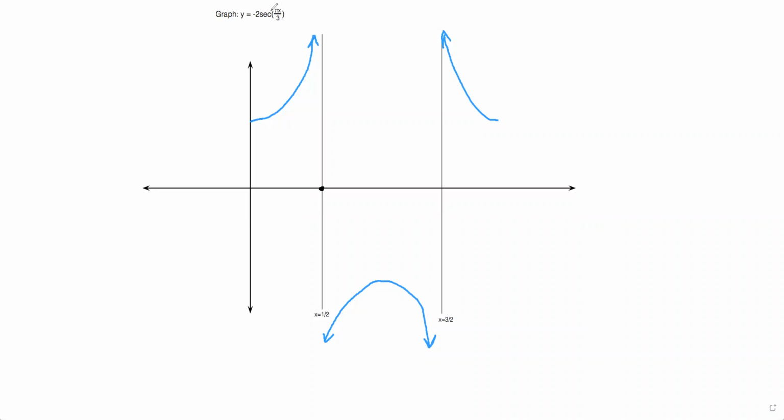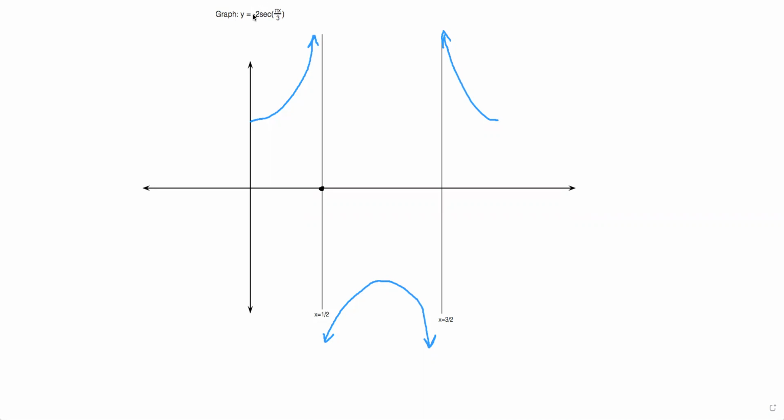So we finished in terms of what happens on the inside. Like I said before, what happens on the inside of this function affects the x values. What happens on the outside of the secant function affects the y values. So we've taken care of all the x values. Now we need to consider how this -2 out front affects the y values of the function.